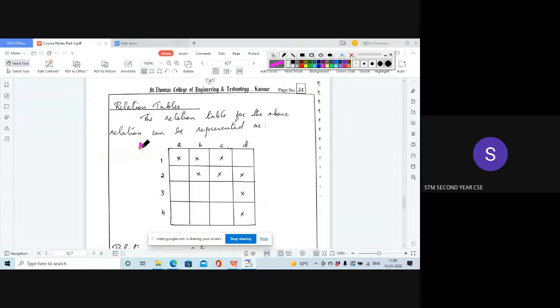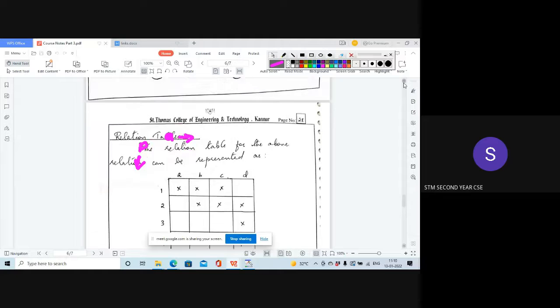That is, we are representing P as rows and Q as columns. Elements of P are 1, 2, 3, 4, elements of Q are A, B, C, D. Then look at the relation. If the ordered pair is present in the relation, then we put a cross in that box. If it is not present, we leave it blank.